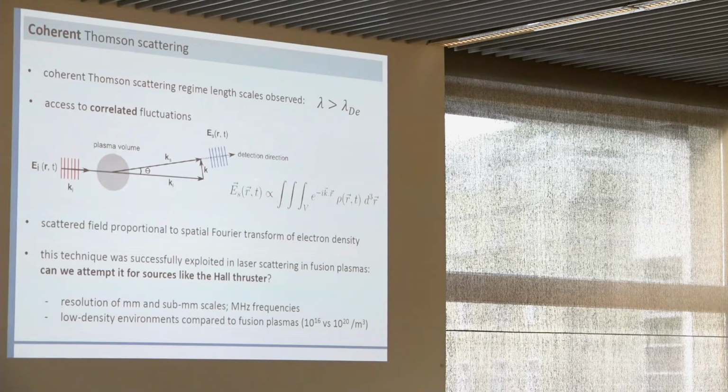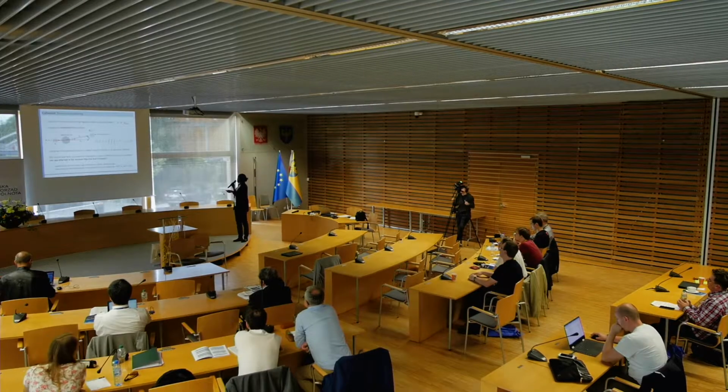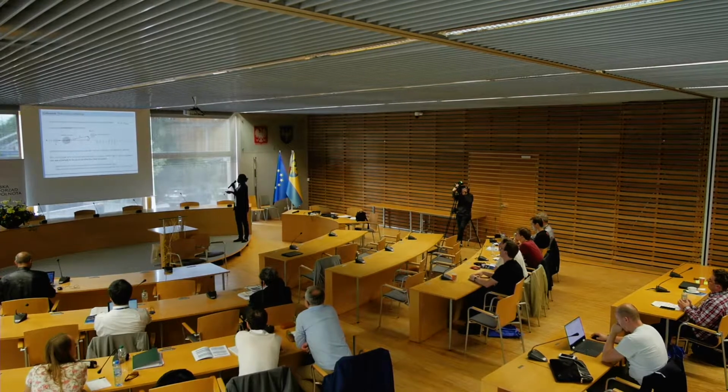You can see this type of bunching when you have waves present in the plasma. And this is the property we'll try to exploit in terms of detecting whether we have a wave at the predicted millimeter scale wavelength. So this has been done in fusion plasmas. Can we do it for the Hall thruster?